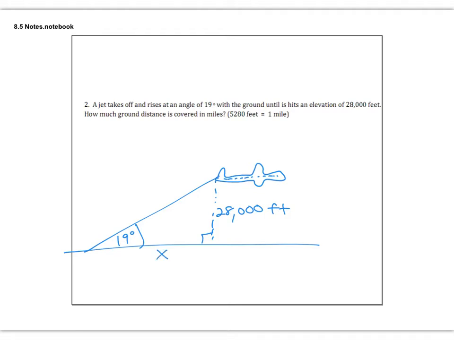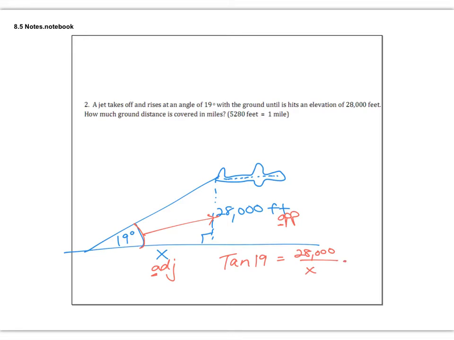So it's 28,000 feet above the ground, and we want to know how much ground distance was covered. All right, so again, we can use SOHCAHTOA. Think about your angle. Here's the angle that we're working with, and the 28,000 looks to be opposite of that angle. The x, the ground distance that we're trying to find, is the adjacent side. It's not the hypotenuse, so it must be adjacent. Think about SOHCAHTOA. Which one has the O and the A? If you're thinking TOA, you're right. So we're going to use tangent of 19 equals opposite over adjacent.